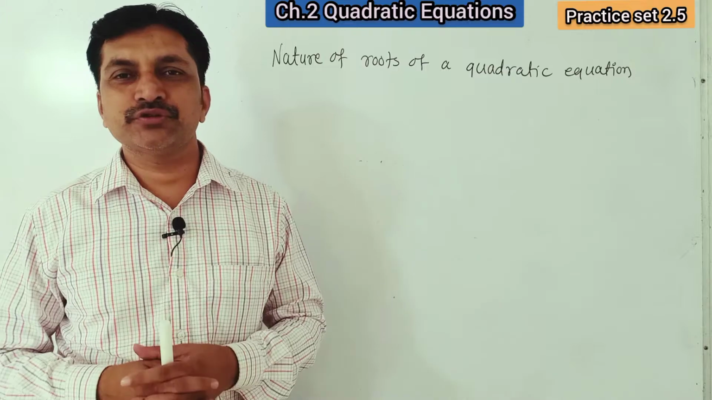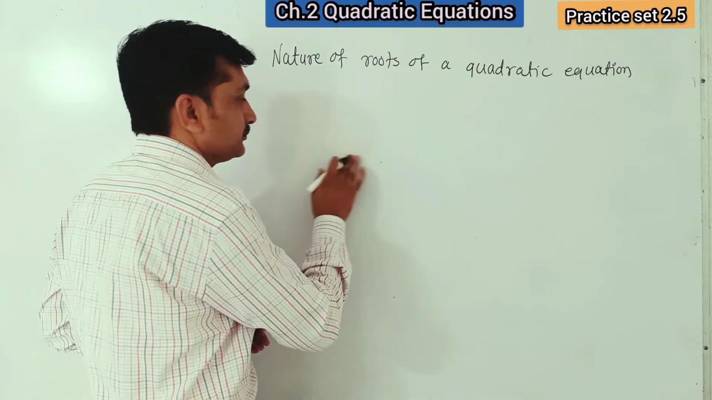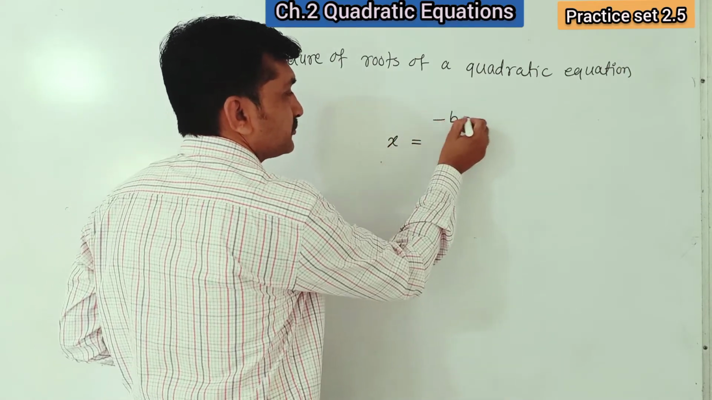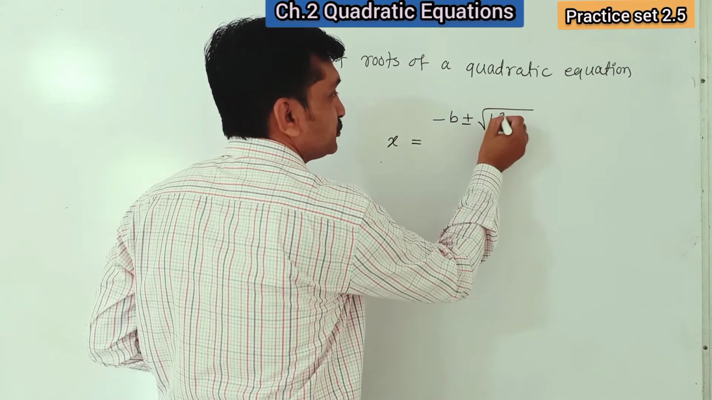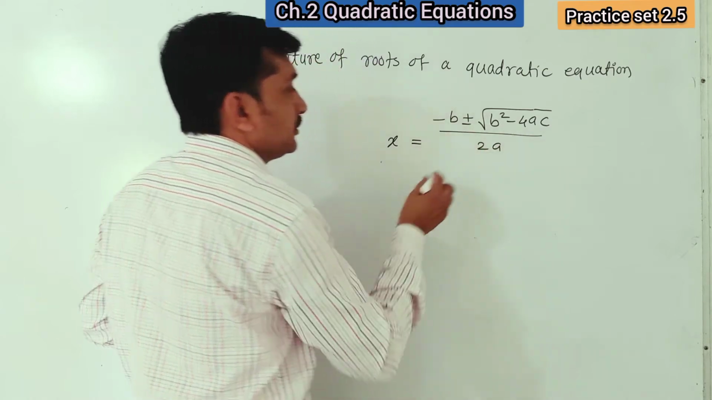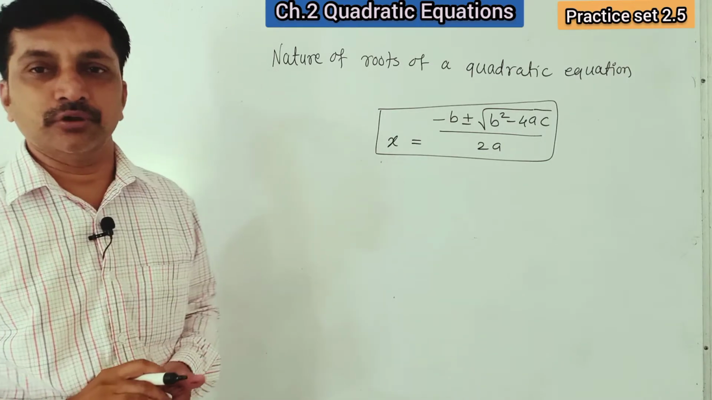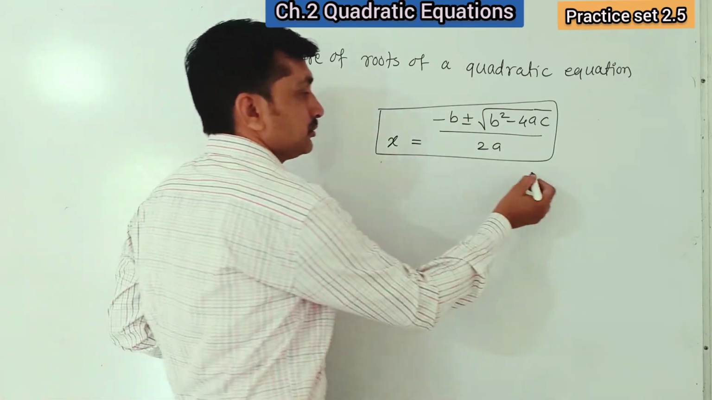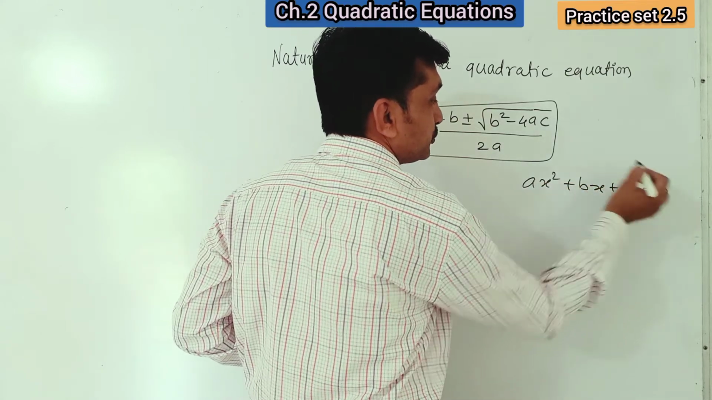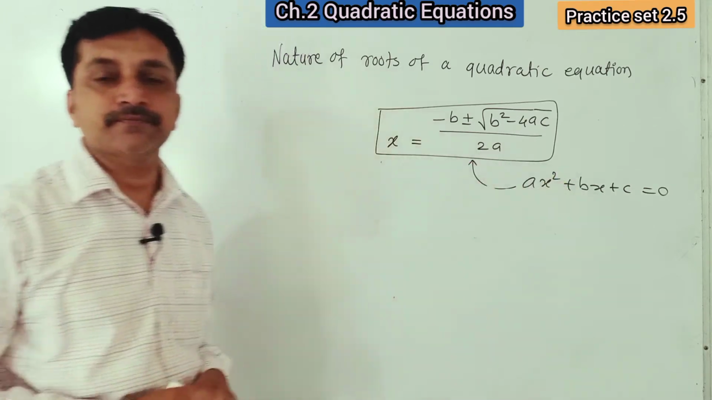Dear friends, in the last video we studied the formula method. By the formula method, we know the roots of the equation are x is equal to minus b plus minus square root of b square minus 4ac upon 2a. Now, by this formula, we get the roots of the quadratic equation ax square plus bx plus c is equal to 0. These are the roots of this quadratic equation.